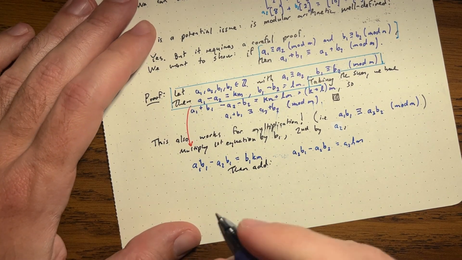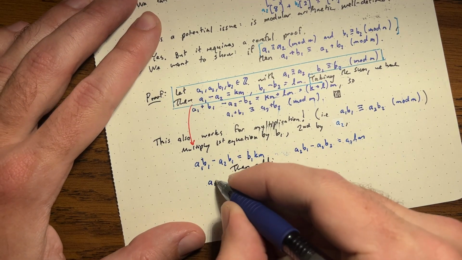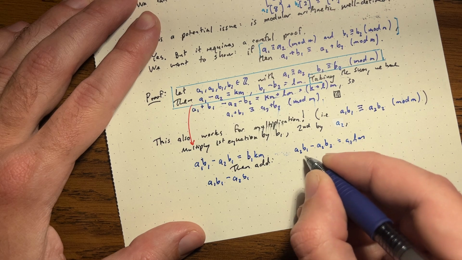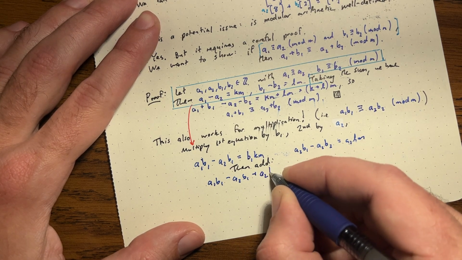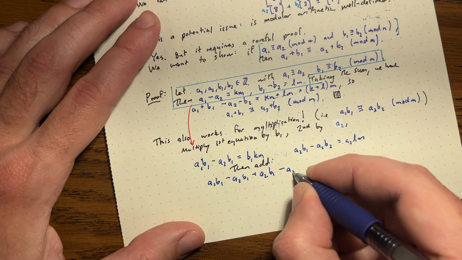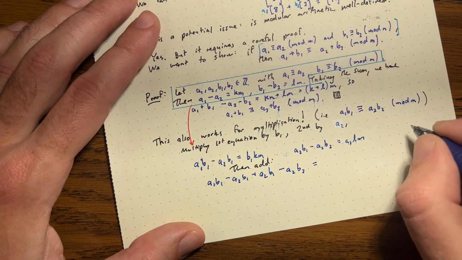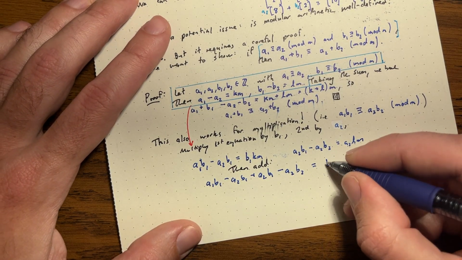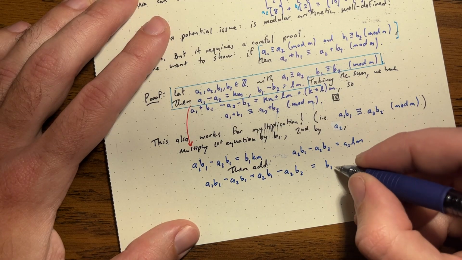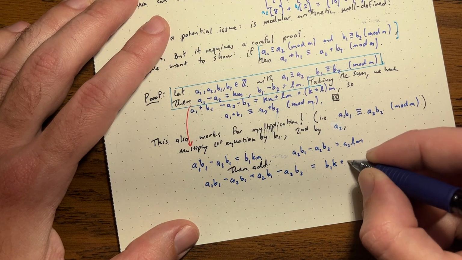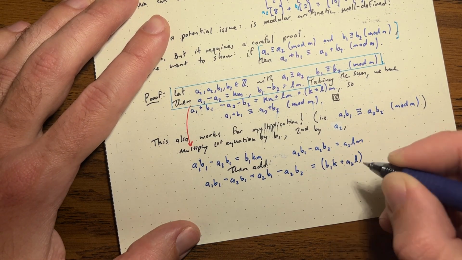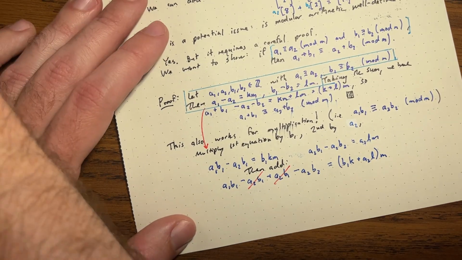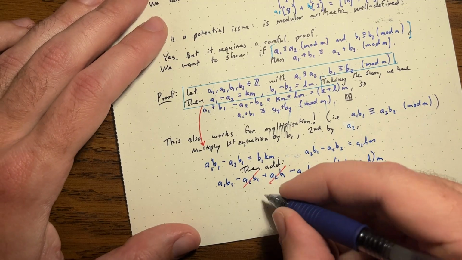So then add. And what do we get? Let's hope this works out. So a1 b1 minus a2 b1 plus a2 b1. Perfect. Those are going to cancel. We get minus a2 b2 is going to equal some multiple of m. A more complicated one this time, but what is it going to be? It's going to be (b1 k plus a2 l) m. Let's see, these are going to cancel. So we get a1 b1 minus a2 b2 is some multiple of m.